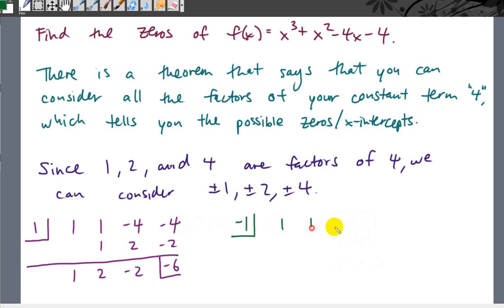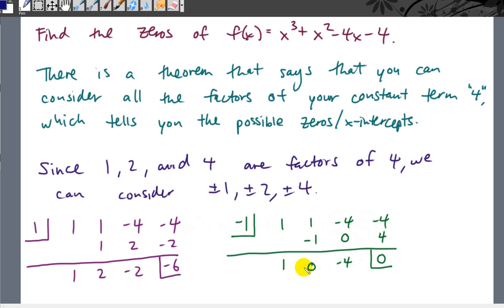So we try 1, 1, negative 4, negative 4. As we do this, we drop down the 1. Negative 1 times 1 is negative 1. Negative 1 plus 1 is 0. Negative 1 times 0 is 0. Negative 4 plus 0 is negative 4. Negative 1 times negative 4 is positive 4. And negative 4 plus 4 gets us 0. So this looks like it will work. This is going to be a possible factor.